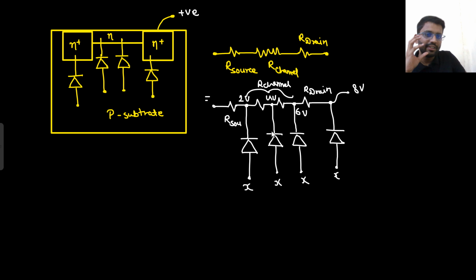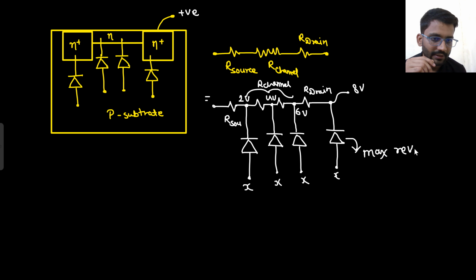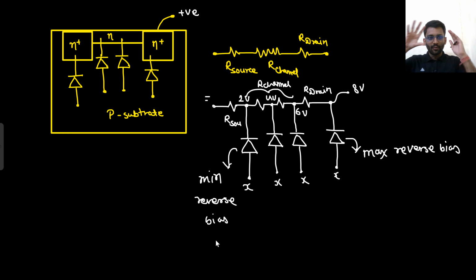Tell me one thing, which diode has the maximum reverse bias? This one. Maximum reverse bias. And this one has the minimum reverse bias, right? So what did you understand by this point? In the N channel MOSFET, if I apply a positive supply at the drain side, then from drain to source, the reverse bias is getting decreased.